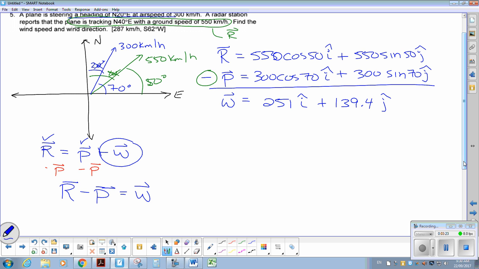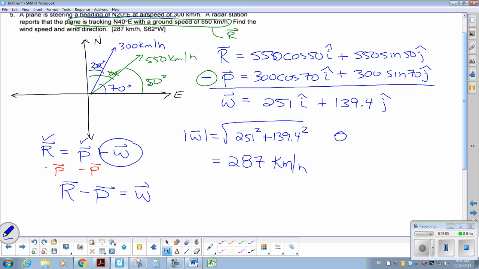We want to find what is the magnitude of that wind. So it's the square root of 251 squared plus 139.4 squared. And when we make that calculation, I get an answer of 287. Just as a note, if the wind speed is 287 kilometers an hour, it's probably not a good idea to be out flying. So I'm not exactly sure what this pilot was thinking.